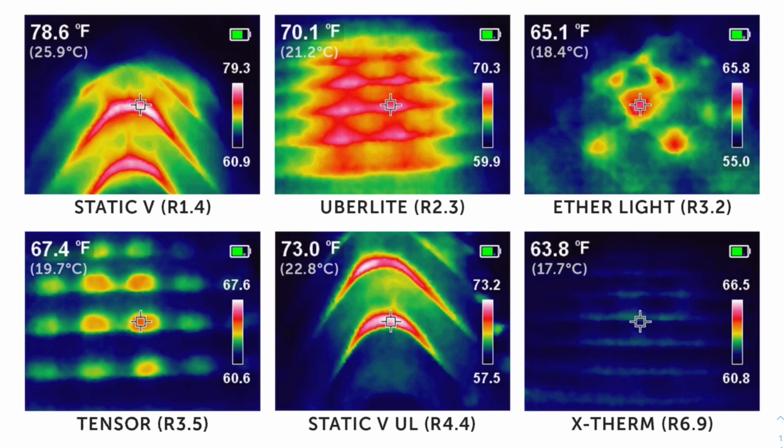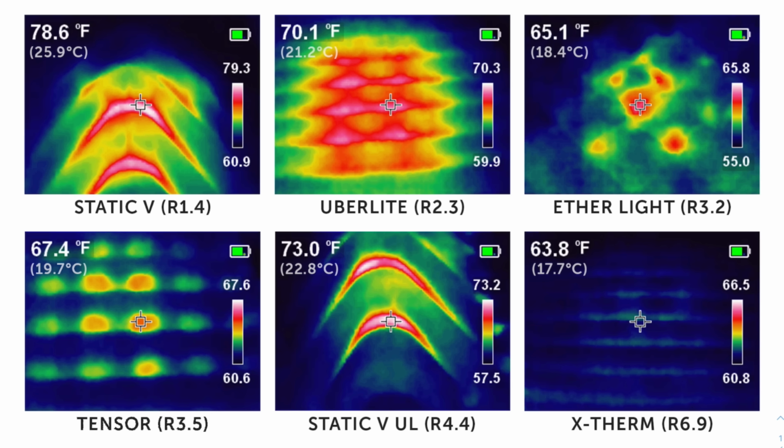After that was the Etherlight, and this one was interesting. You can see the hot spots in the dimples of the pad there, but it hit a maximum temperature after 2 minutes of 65.1 degrees, and being an R value of 3.2, that's kind of interesting, being that the next test was the Nemo Tensor on the bottom left here, which is an R value of 3.5, but it actually hit a higher maximum temperature than the Etherlight. That is possibly due to the fact that the Etherlight is a thicker pad than the Tensor.